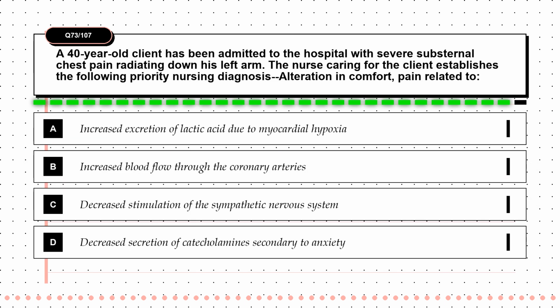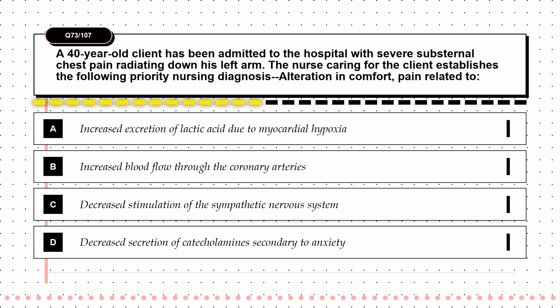Question 73. A 40-year-old client has been admitted to the hospital with severe substernal chest pain radiating down his left arm. The nurse caring for the client establishes the following priority nursing diagnosis: alteration in comfort, pain related to. Here are the options.